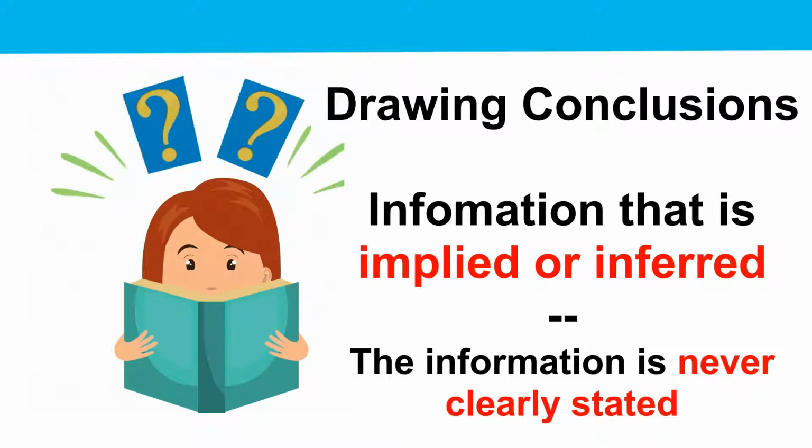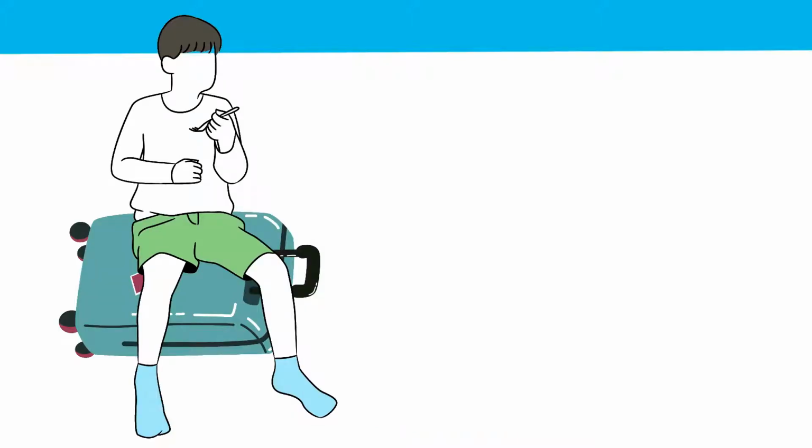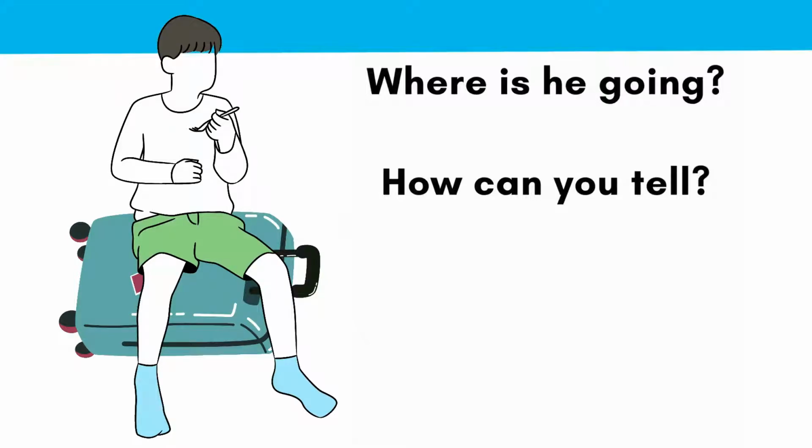Drawing conclusions refers to information that is implied or inferred. This means that the information is never clearly stated. Writers often tell you more than they say directly. Take this image with a little guy named Carlo, sitting in the suitcase. Where is he going? How can you tell?